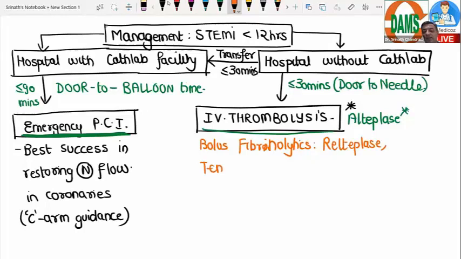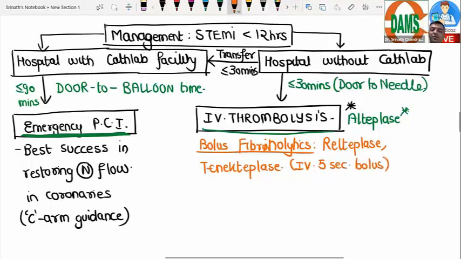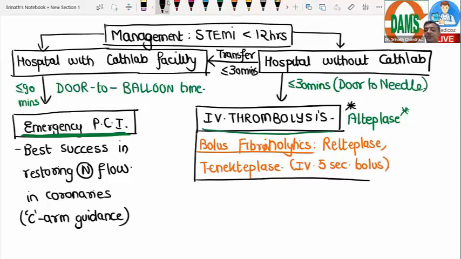Especially in Western countries where the EMS emergency services are developed better, you can try this for home thrombolysis. IV 5-second bolus is given with reteplase and tenecteplase.